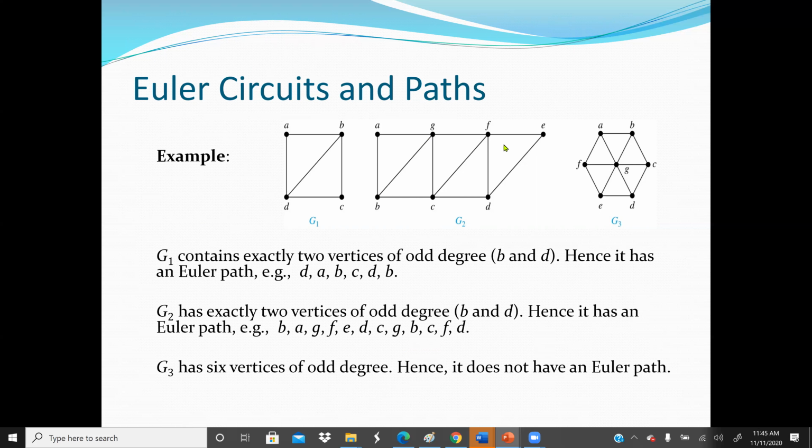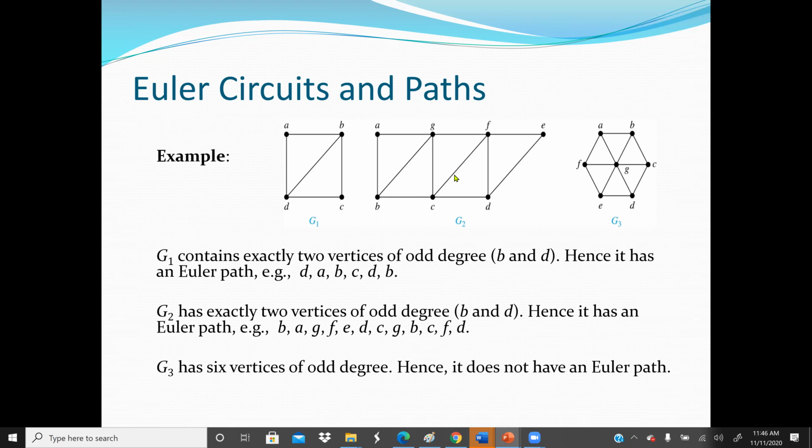So there's a path, and we have to be careful where we start from. Let's say we start from B. We can go B, A, G, then F, then E, then D, then C, then G, then B, then C, then up to F, then D. This is where we end. So you can see that we start at B and we end at D.